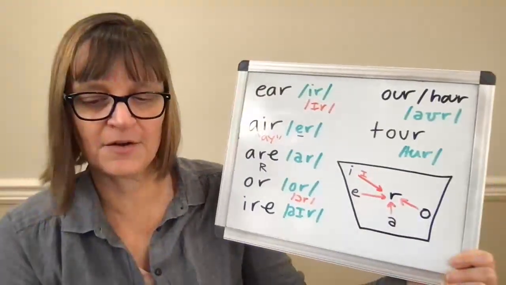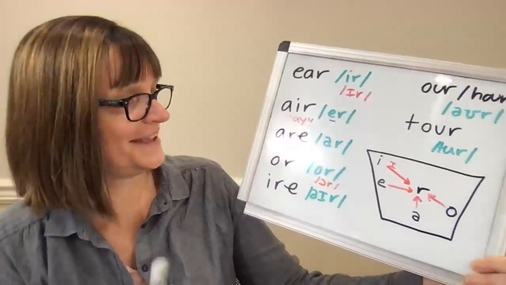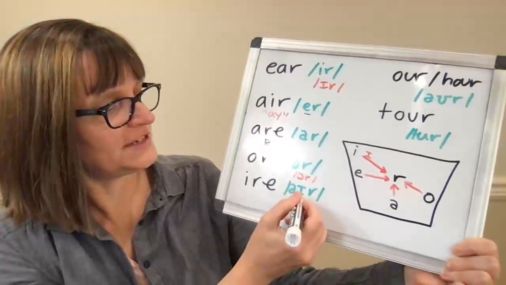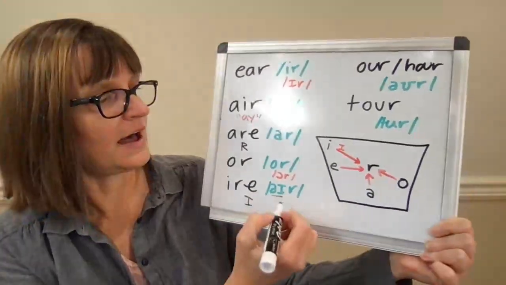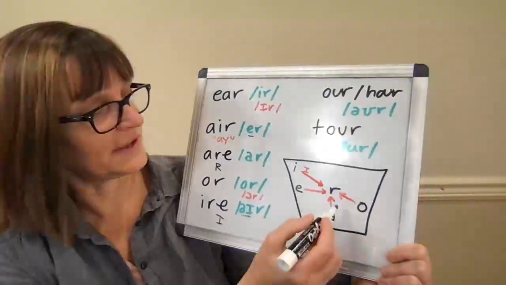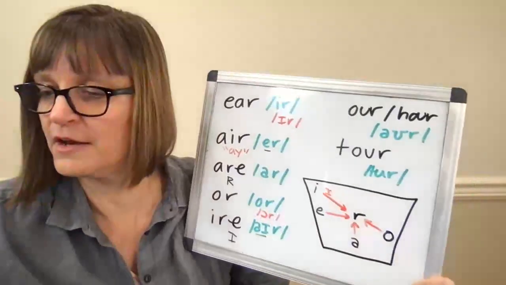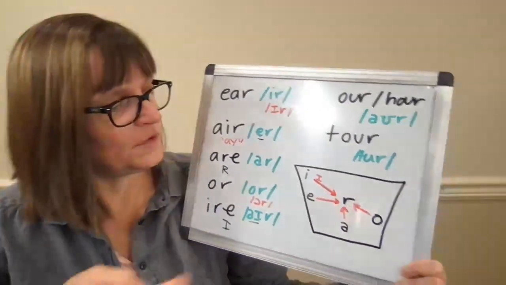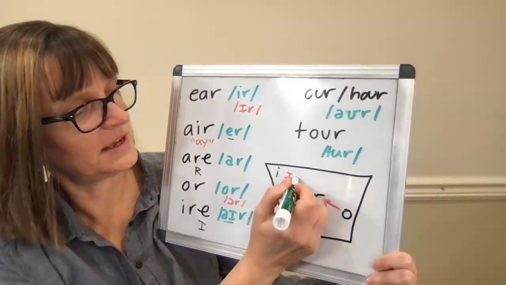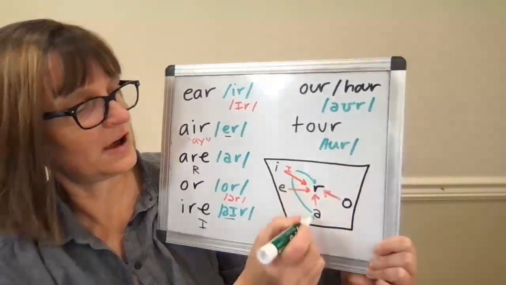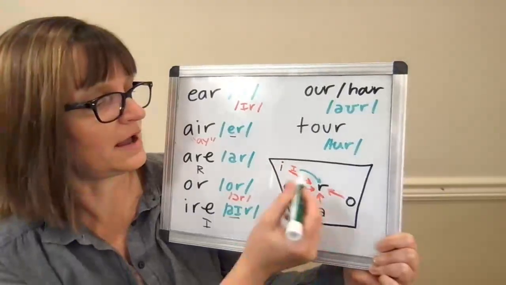When we're talking about ire, we have a diphthong to start. So we have the diphthong I is already moving. Let's get a new color for that. I is already moving from the ah up here to the E, and then it has to come back down to the R. Ire, ire.